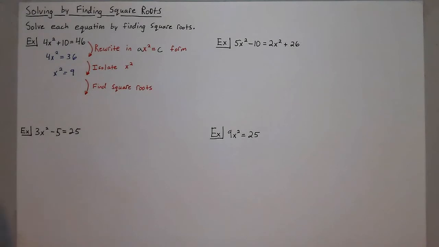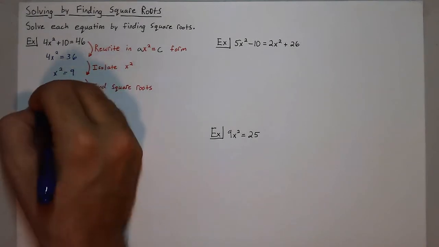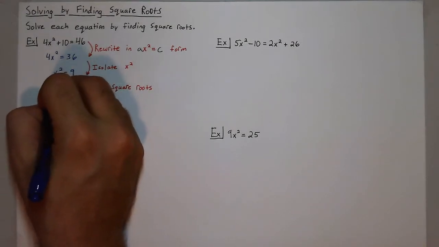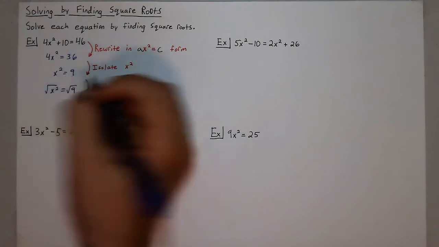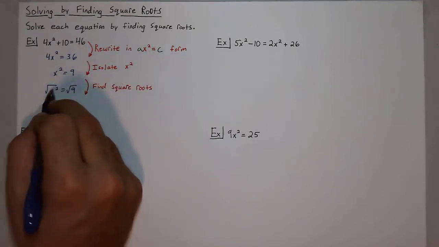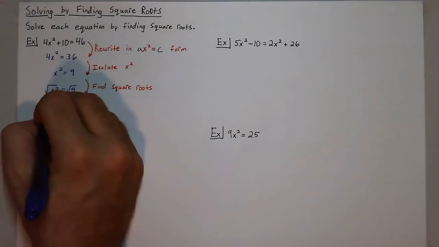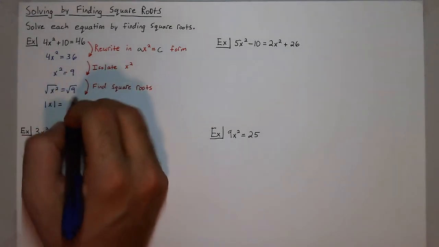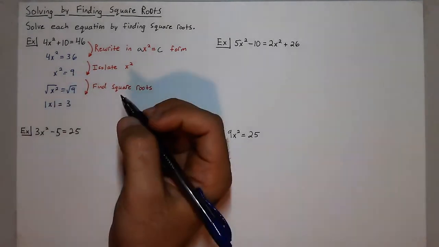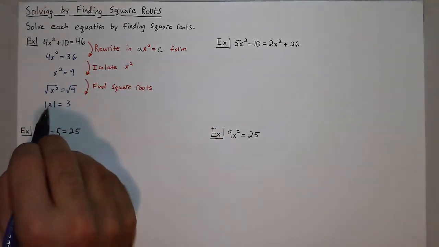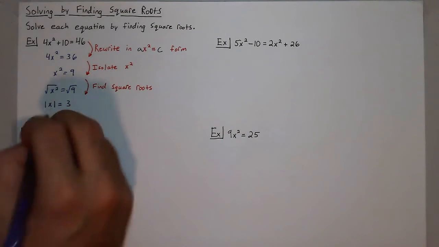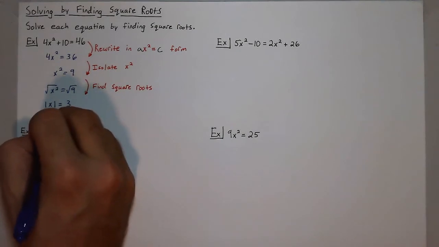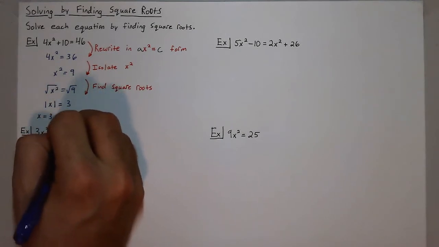And then we will find square roots, meaning I'll take the square root of each side of my equation. So on my left here, the square root of x squared, by definition, is the absolute value of x. And on the right, the square root of 9 simplifies to 3. So we see here, since we have the absolute value of x is equal to 3, our two solutions will be x is equal to 3 and x is equal to negative 3.